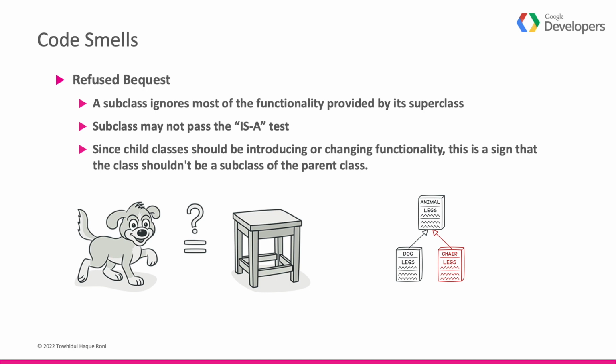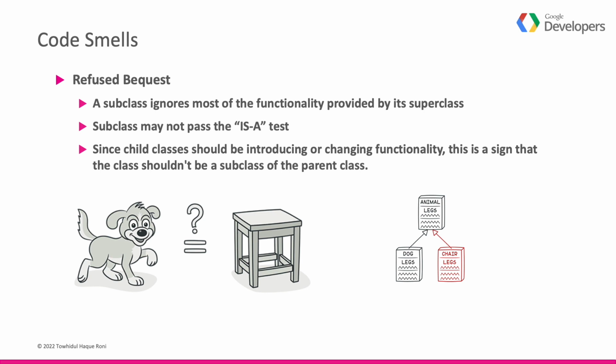It's like having a child who doesn't quite fit the mold of their parent. In object-oriented programming, subclassing should adhere to the is-a relationship, where the child class is a specialized version of the parent class. However, if the subclass ends up ignoring or overriding most of the inherited functionality, it is a clear sign that it shouldn't be a subclass of the parent class in the first place. The purpose of creating a subclass is to introduce or modify functionality while maintaining the core characteristics inherited from the superclass.